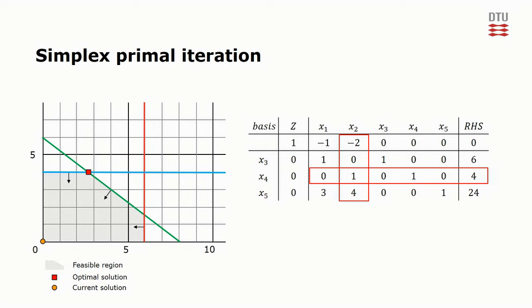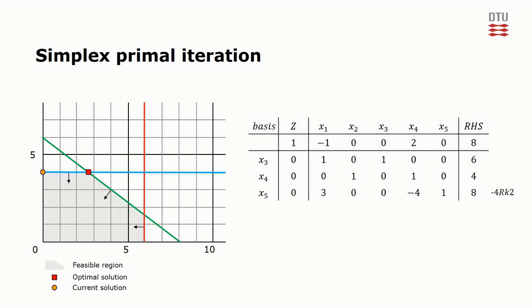We do that by adding the highlighted row to the other rows. So for example, we add the highlighted row to row 0 2 times in order to get the -2 to a 0. And we subtract it 4 times from the bottom row in order to get the 4 to a 0 as well. We have now changed the basis solution such that x2 is in basis and x4 is not. And the illustration is updated as well. This concludes the primal simplex iteration.